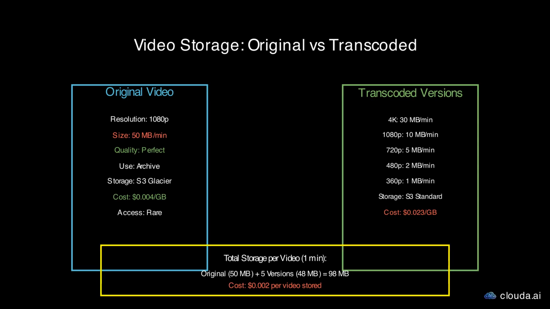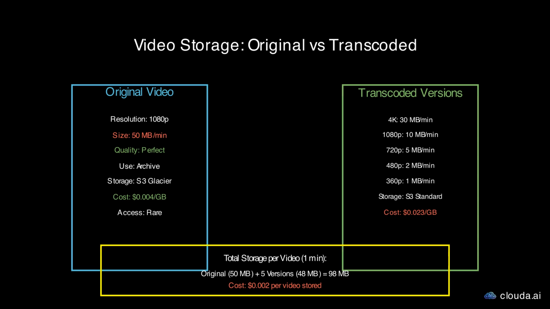Then we create 5 transcoded versions, 4K at 30 megabytes per minute for premium devices, 1080p at 10 megabytes, 720p at 5 megabytes, 480p at 2 megabytes, and 360p at just 1 megabyte per minute for slow connections. These live in S3 standard at $0.023 per gigabyte for instant access.